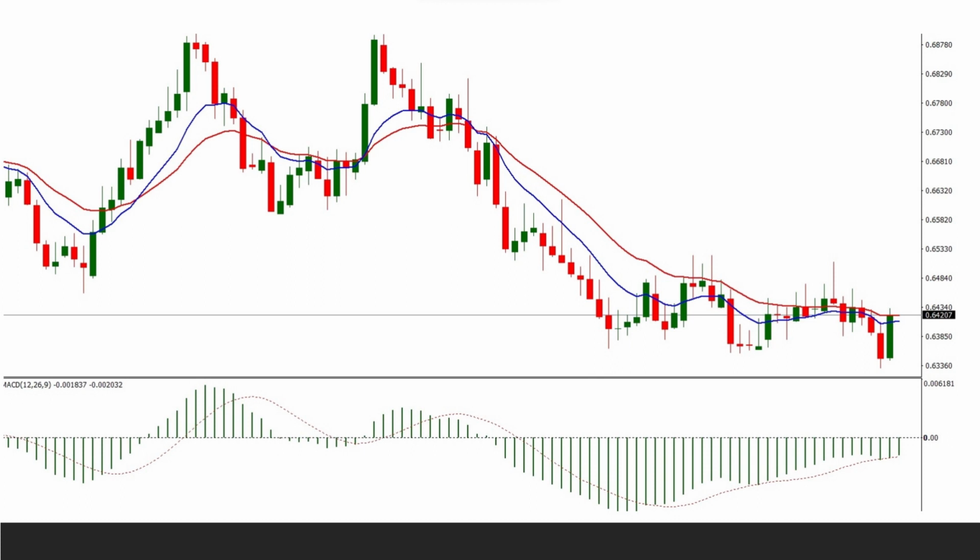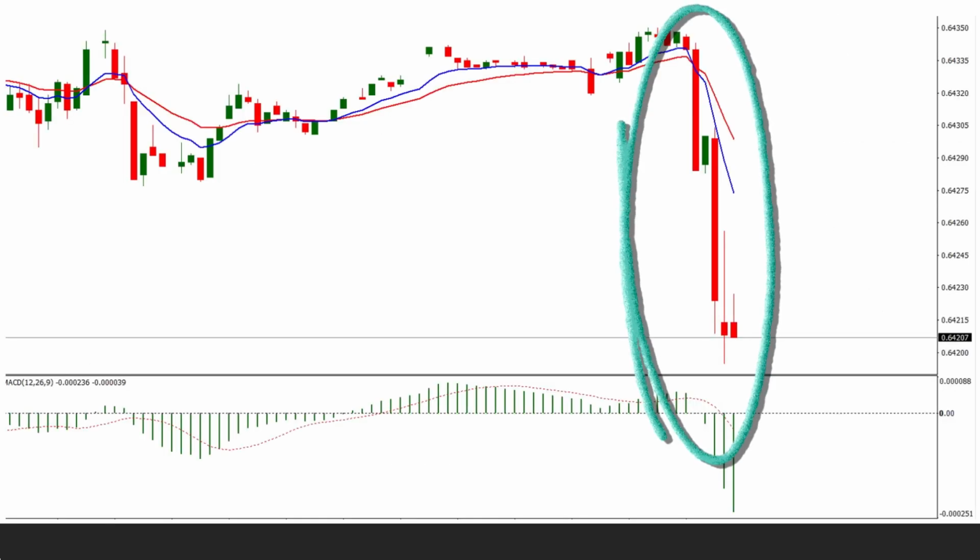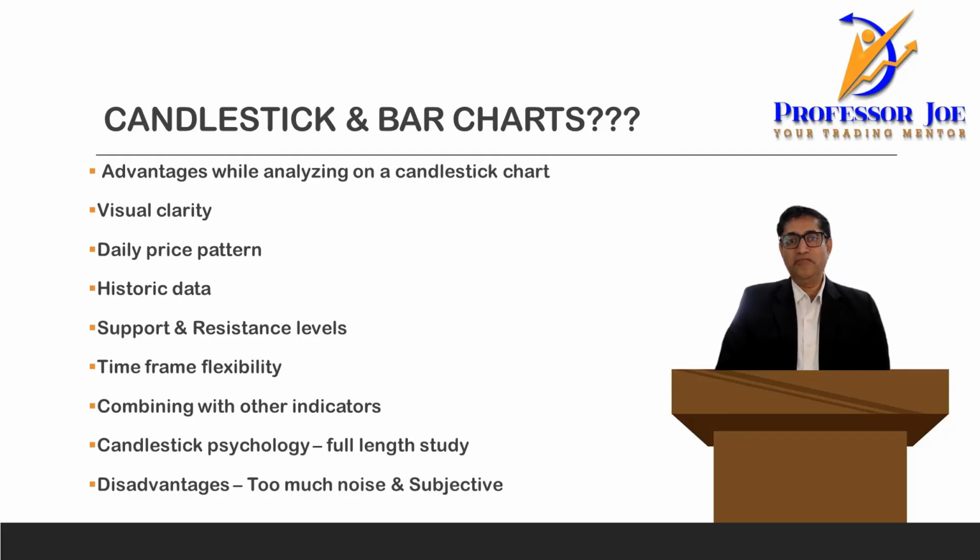Now, there is a lot of research and study done on candlesticks, so we will have multiple special videos made on candlestick psychology also. One of the major disadvantages of candlestick and bar charts is that there is a lot of noise. It means whenever there is a lot of high price movement, you will see long tails, which sometimes make it difficult to analyze the chart. So these are some of the key features of a candlestick chart.